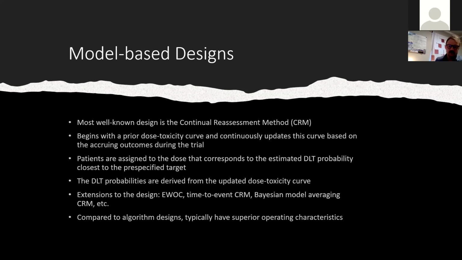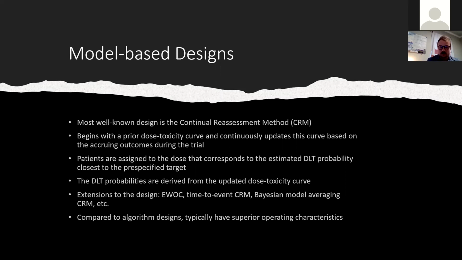So basically what we do with this is we begin with a priorly specified dose toxicity curve, and we continuously update this curve based on the accruing outcomes during the trial. So it's adaptively changing as we go along.